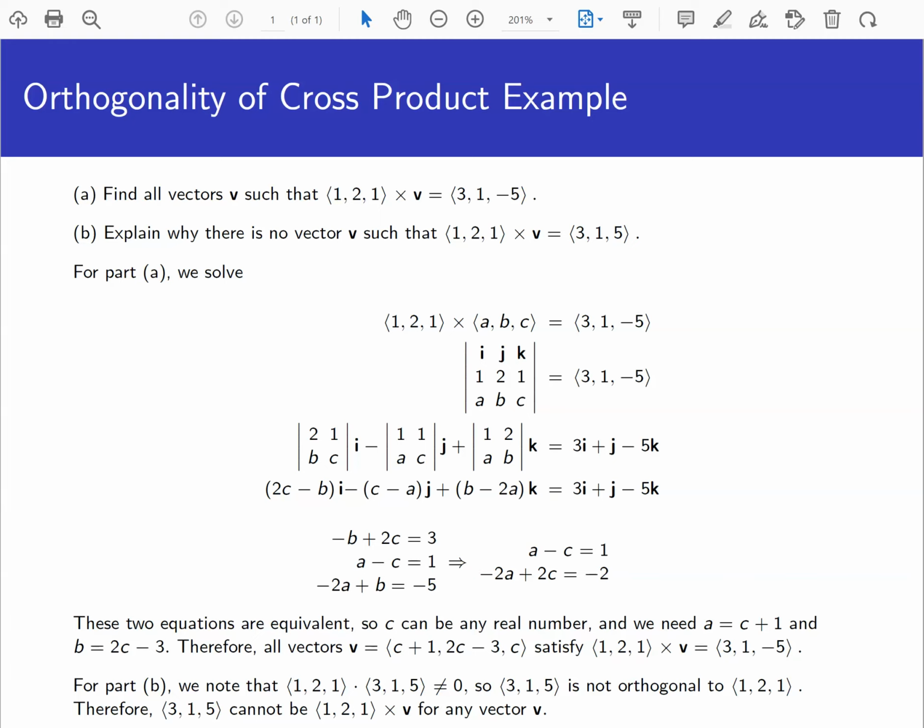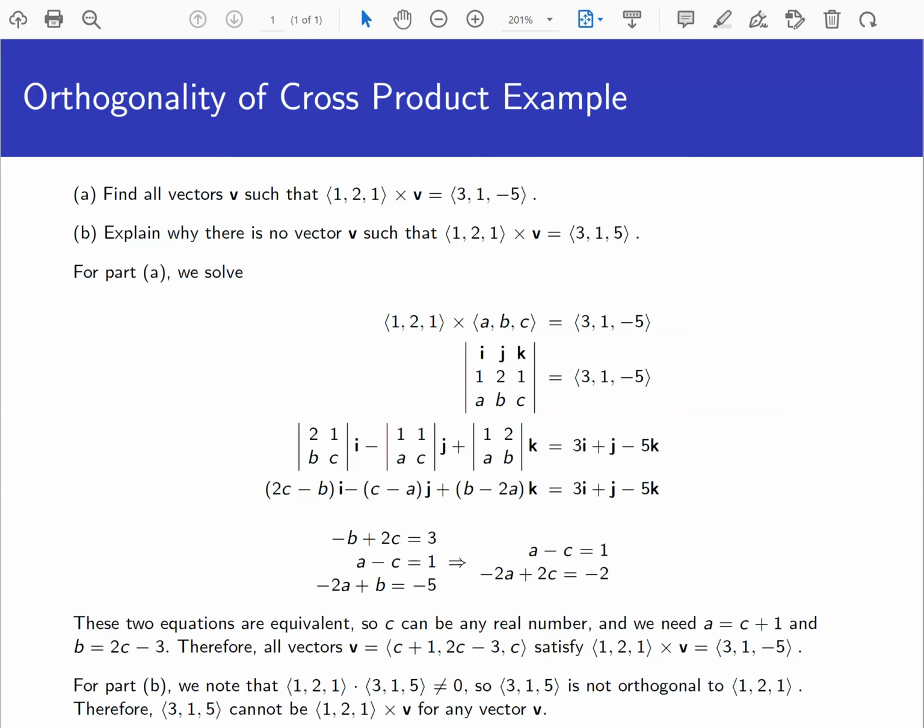In this video, we're going to consider the orthogonality of the cross product with regard to two vectors. So part A asks us to find all vectors v so that the vector (1, 2, 1) crossed with v is the vector (3, 1, -5). And then it asks us to explain why there is no vector v such that (1, 2, 1) crossed with v is (3, 1, 5).